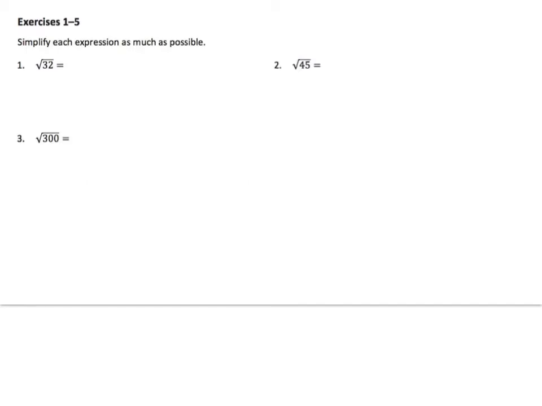Simplify each expression as much as possible. This is sort of a review of yesterday's lesson. There are lots of different ways you can do this. I usually break it into factors. So 16 times 2, 16 is a perfect square, so that can come out of the radical. And I'm left with 4 square roots of 2.